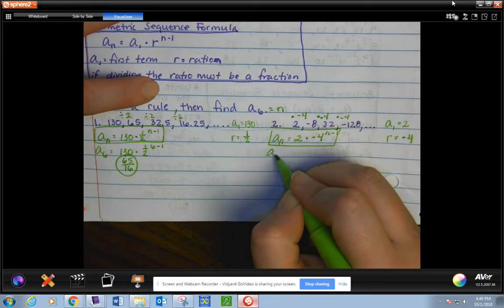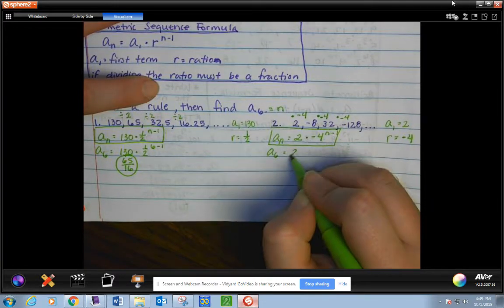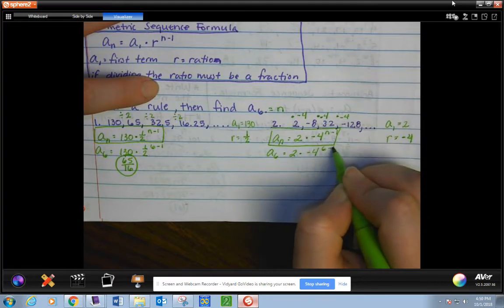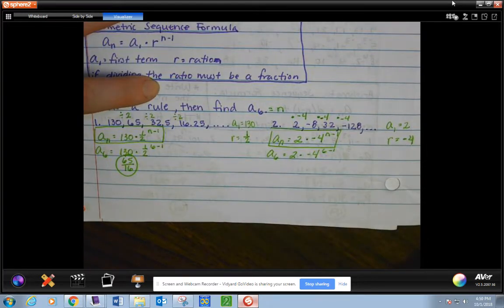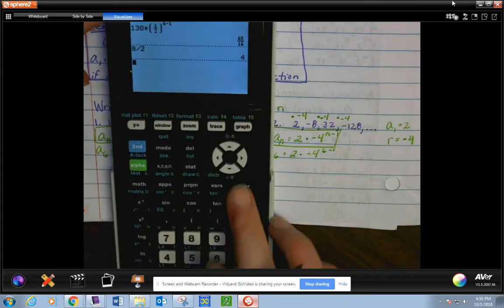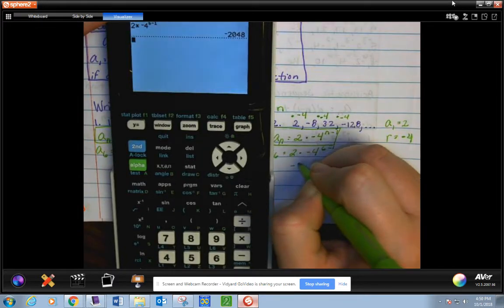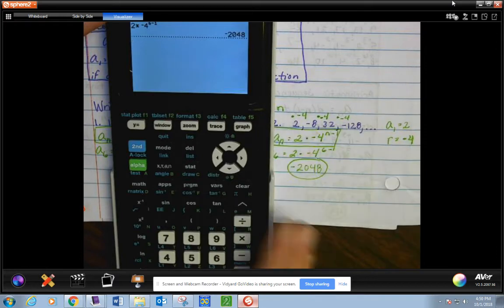So my second step is to do a sub 6. So I'm going to do 2 times negative 4 to the 6 minus 1. Now I can just grab my calculator, and I am going to do 2 times negative 4 to the 6 minus 1 and type it in exactly how I wrote it. When I do that, I get negative 2,048, and that is my final answer.